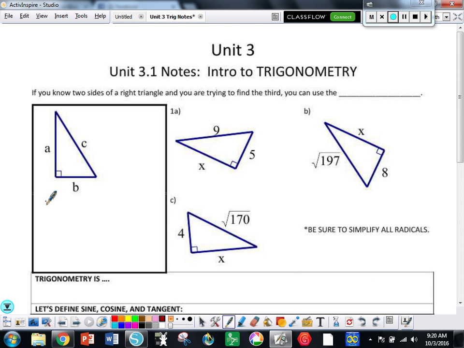Hold on. That's supposed to go right here, by the way.